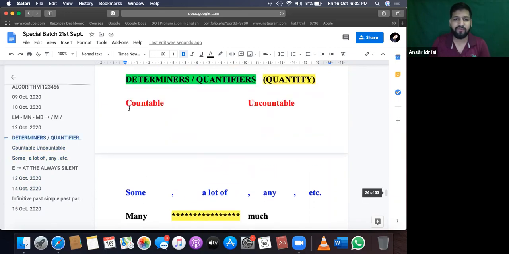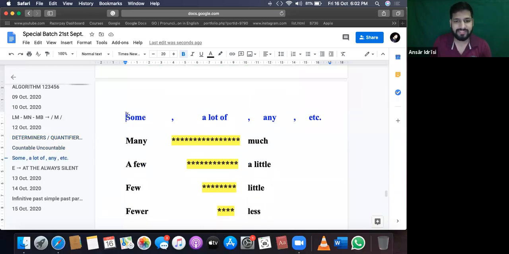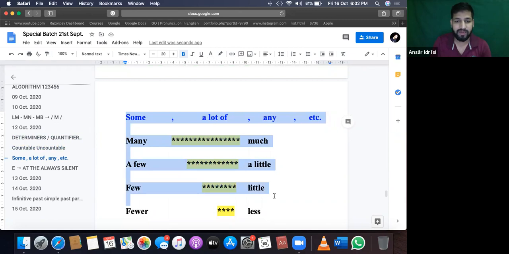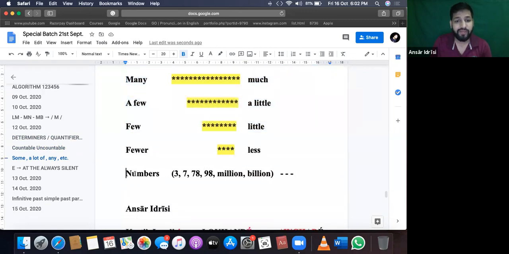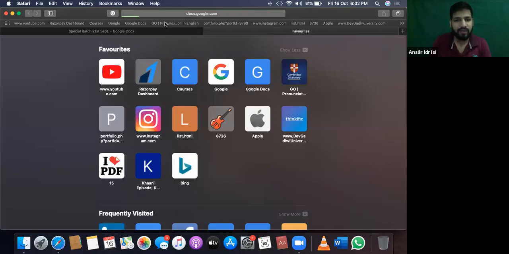As we have seen before, determiners and quantifiers with countable and uncountable nouns, for example some, a lot of, any. We have done many, much, a few, a little, few, little, fewer, less. Now today we are going to have numbers. Numbers can be any numbers: 3, 7, 78, 98, million, billion, trillion, zillion. You can take any numbers and make any sentences with them.